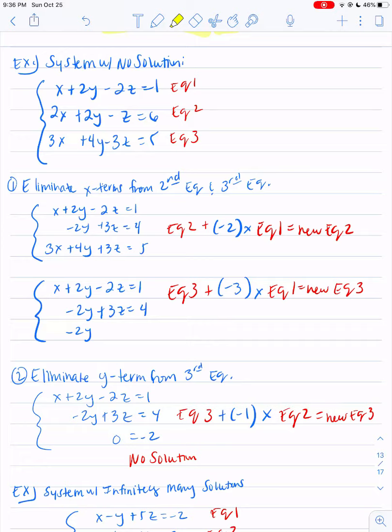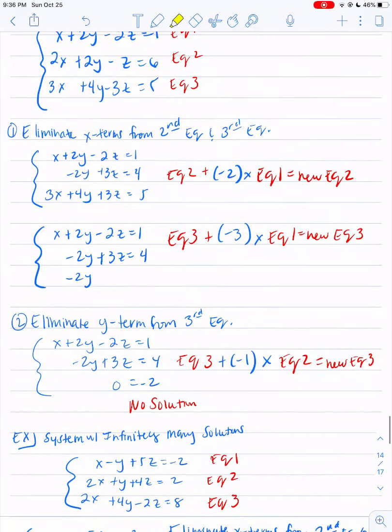So my goal is I want to eliminate the x term from the second equation and the third equation. So I go ahead and do this by, I have equation 2 plus negative 2 times equation 1, and that gives me a new equation 2, which is negative 2y plus 3z equals 4. And then to eliminate the x from my third equation, I have equation 3 plus negative 3 times equation 1 equals my new equation 3.